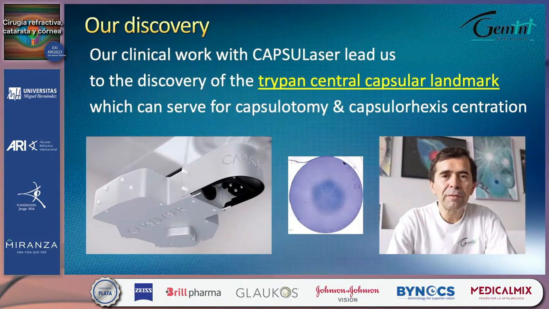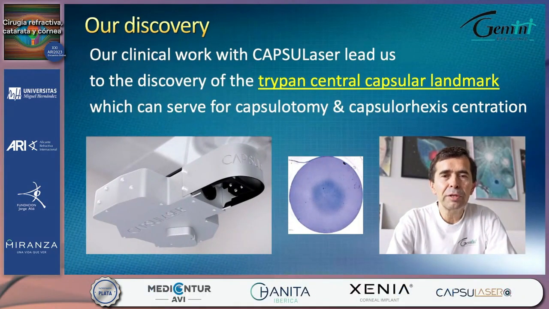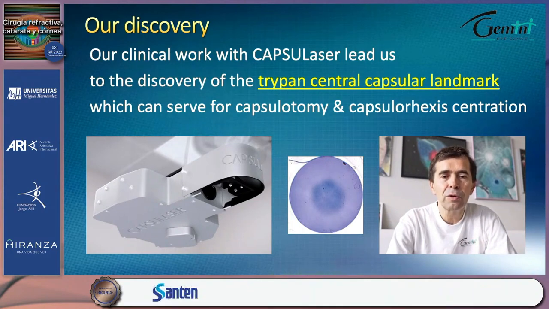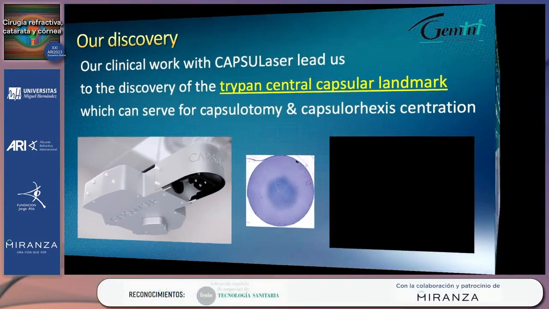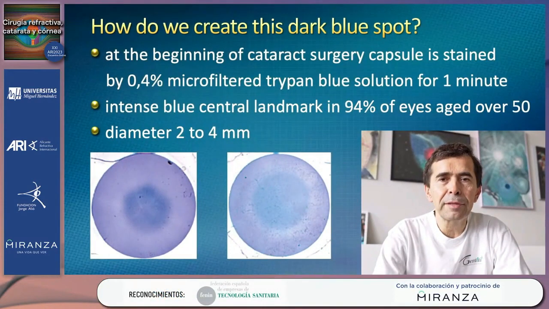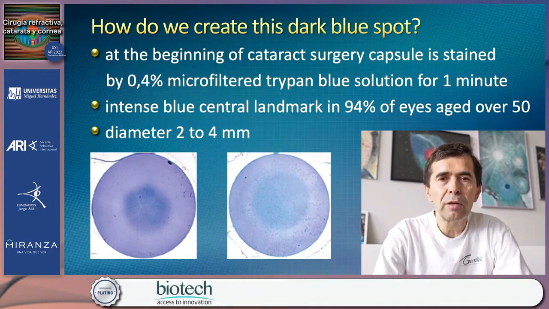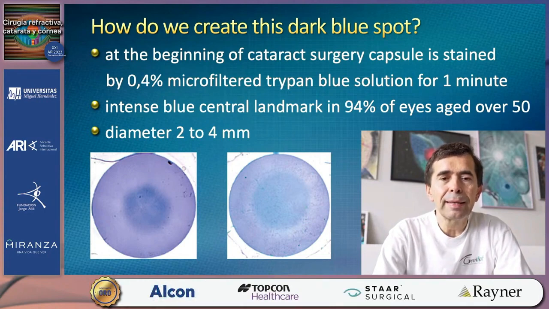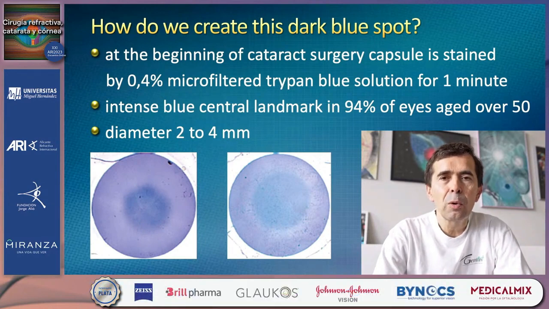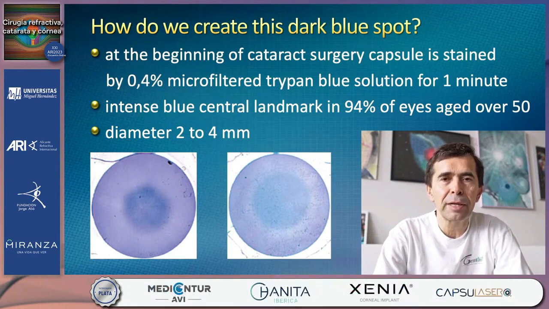Our clinical work with capsulotomy led us to a discovery of the center Trypan capsulotomy landmark, which we use for capsulotomy or capsulorhexis centration. How do we create this dark spot at the anterior capsula? We stain it with 0.4 micron filter Trypan blue for about 1 minute, and in 94% of patients aged over 50, we see this very nice dark spot right in the center of the capsule.